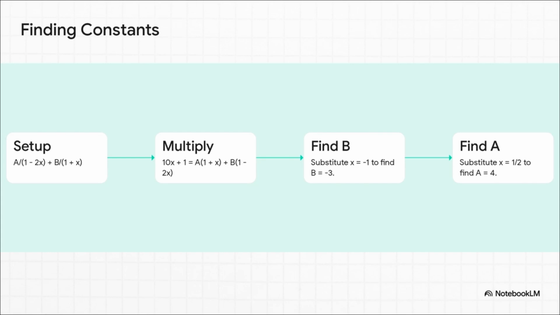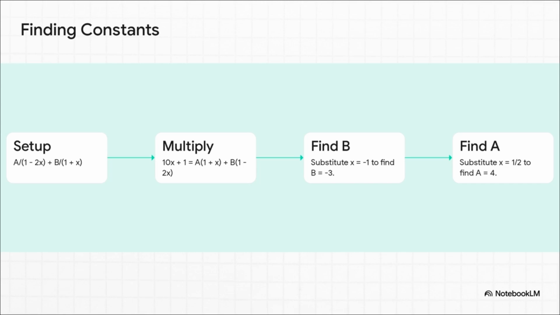Now, the key to finding A and B is this really cool trick with substitutions. To find B, we want that A term to just disappear. How do we do that? We make the bit next to it, the 1 plus x, equal to 0. So we sub in x equals -1 into that whole equation in step 2. The left side becomes 10(-1) plus 1, which is -9. The A term is gone, and we're left with B times (1 minus 2(-1)), which is 3B. So -9 equals 3B, which means B has to be -3.